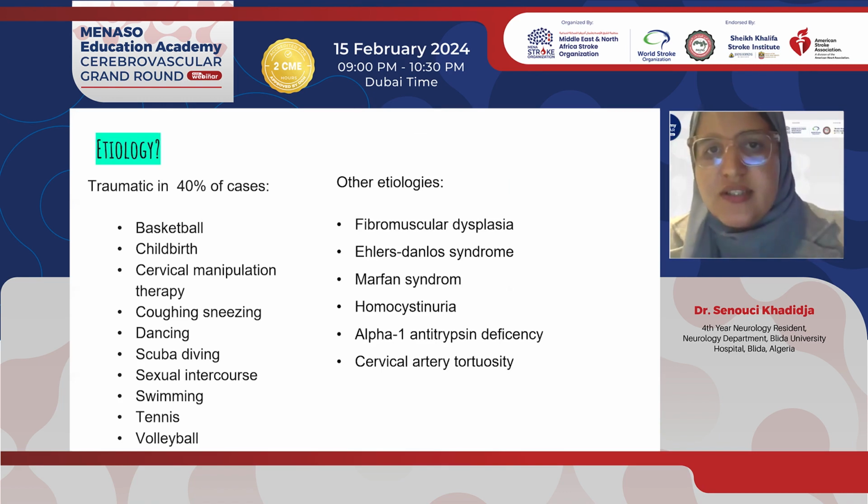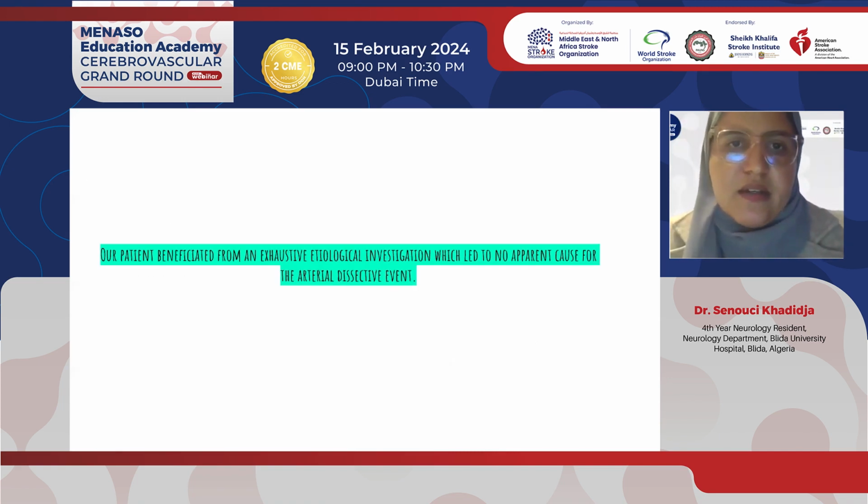For other etiologies, such as fibromuscular dysplasia, Ehlers-Danlos syndrome, Marfan's syndrome, and other connective tissue disorders, our patient did not have any family history of aneurysms, dissections, spasms, or sudden deaths. Her physical examination was normal, and her MRI did not show any signs favorable to these diagnoses. So we did not have any other hypothesis for her condition.